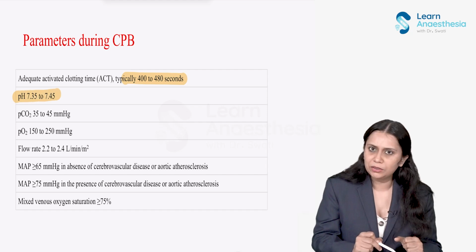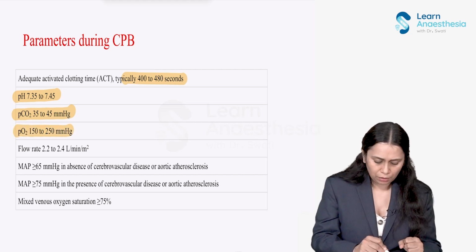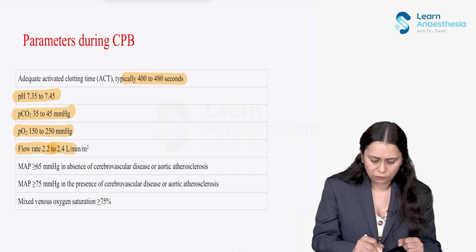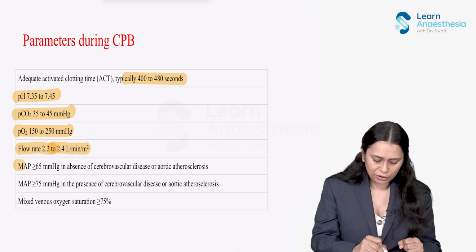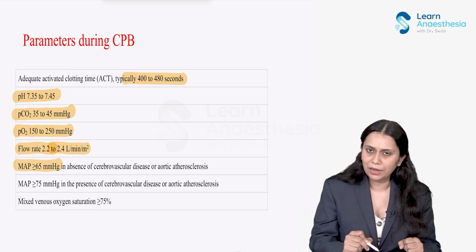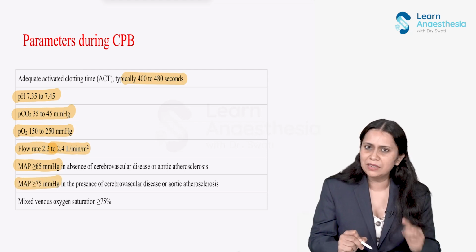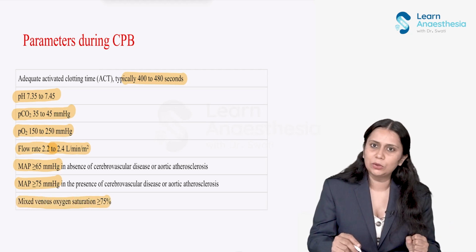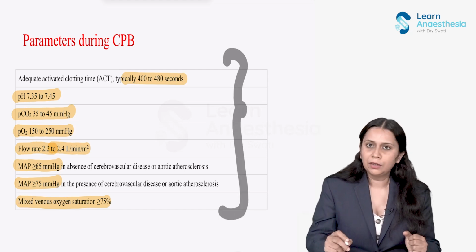pH should be between 7.35 to 7.45. We should not allow acidosis. PCO2 35 to 45. PO2 between 150 to 250. Flow rate on the CPB machine should be 2.4 liter per minute per meter square. Mean arterial pressure should be more than or equal to 65. The range is 50 to 80. And if a patient has any cerebrovascular disease, keep it a little higher. And mixed venous oxygen saturation should be above or equal to 75%. So these are the important parameters that we have to maintain during CPB.